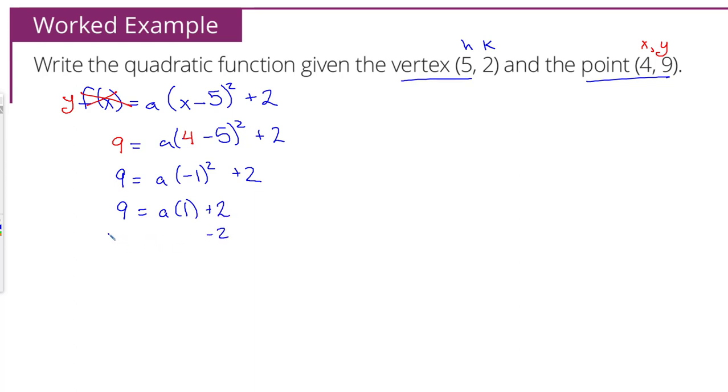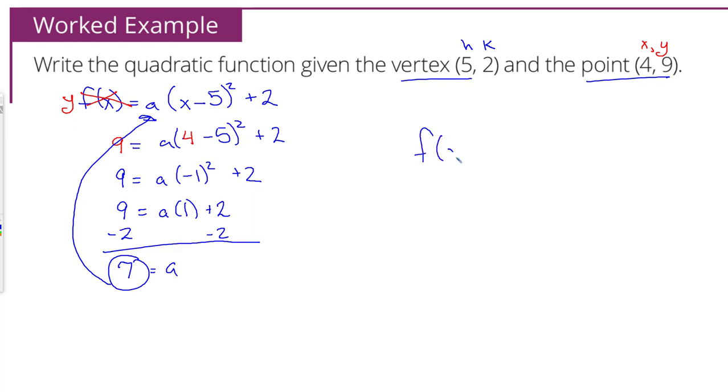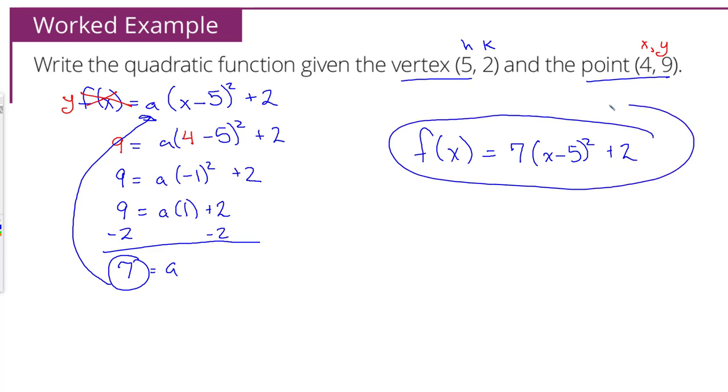So I'm going to move that 2 over by subtracting to move it. A times 1 is a. So our a is 7, and I'm going to take that up here and replace. So my equation, my function, is f of x equals 7 times x minus 5 squared plus 2. So this is the quadratic function given this information.